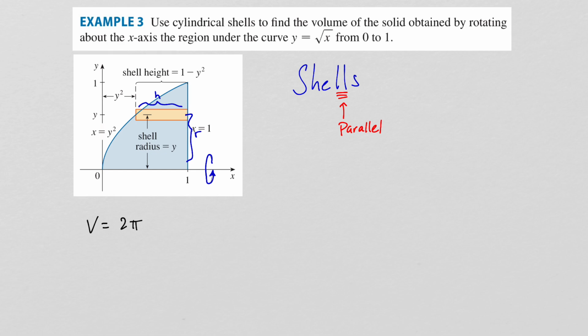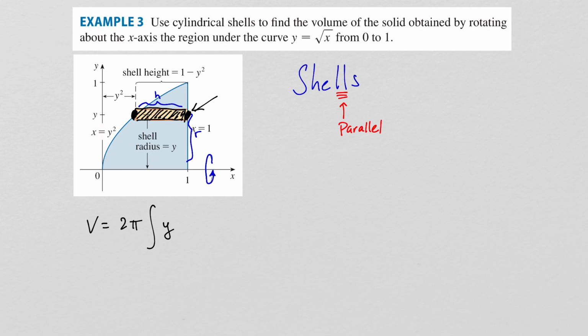So we're going to have 2 pi. The radius will be y. And then what is the height of this rectangle? Well, again, you have to do it horizontally. To get the height, you take the right value minus the left value.